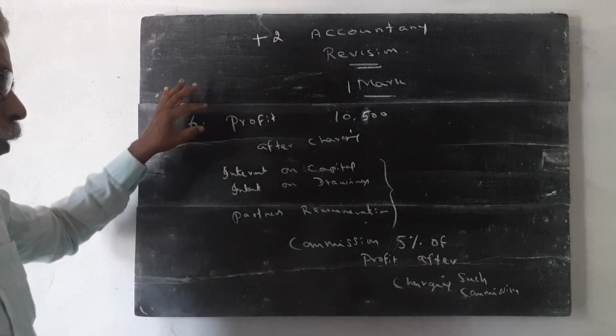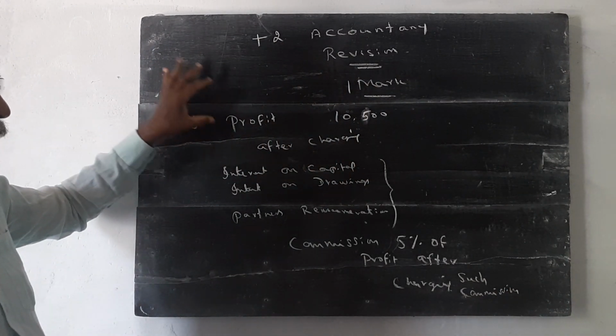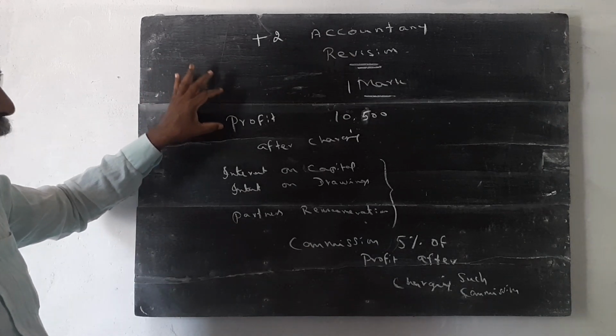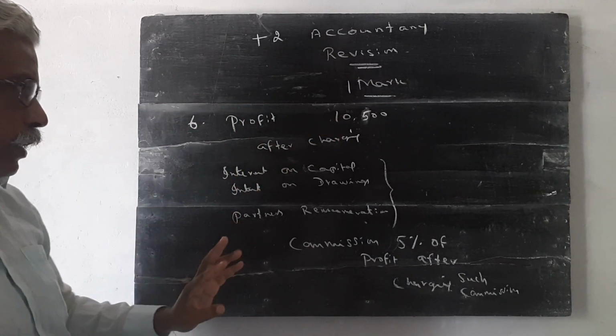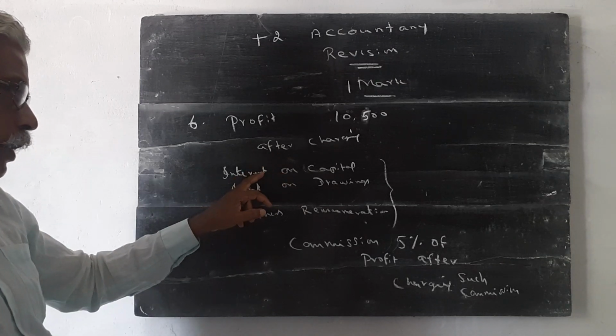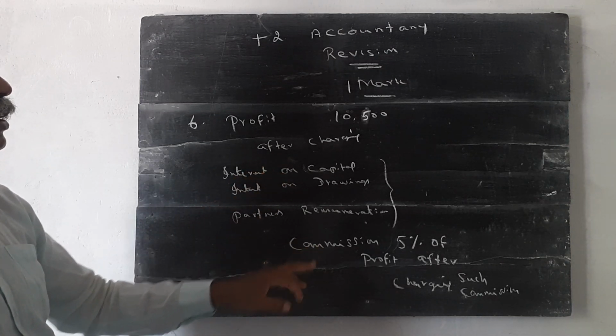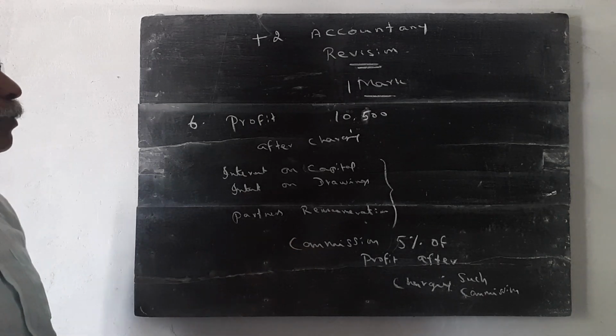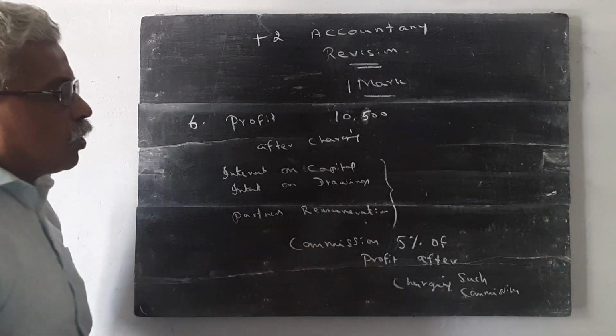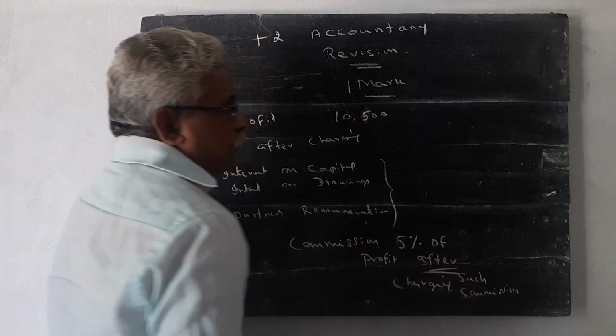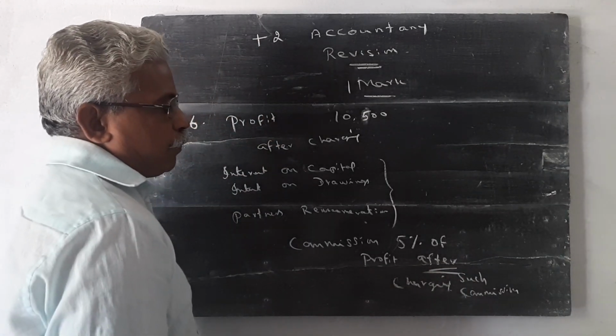Once again, this is the problem. One partnership firm earned a profit of rupees 10,500 after charging interest on capital, interest on drawings, partners' remuneration. Commission is 5% of profit after charging such commission. Very, very important word: after charging 5%.